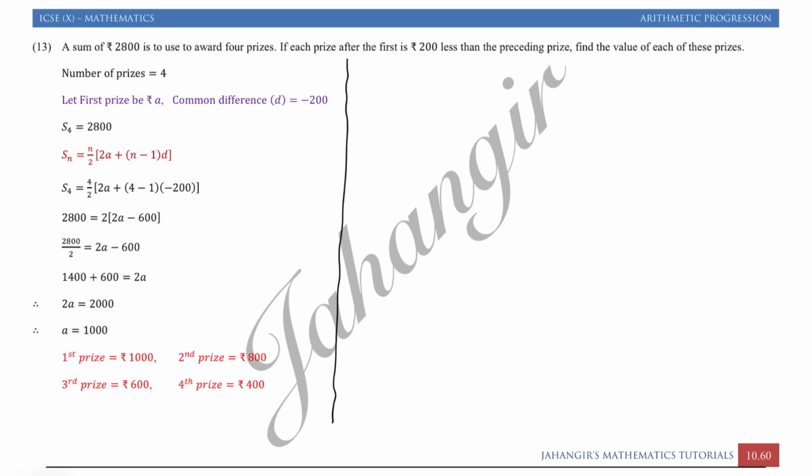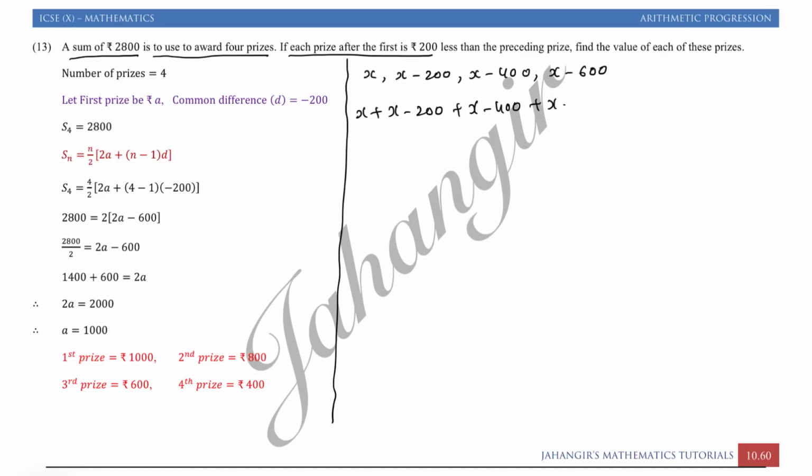Question number 13. A sum of 2800 rupees is used to award 4 prizes. If each prize after the first is 200 rupees less than the preceding prize, find the value of each prize. So this sum can easily be done like this. First prize x, second prize x minus 200, third prize x minus 400, fourth prize x minus 600. If you add all of them, you will get x plus x minus 200 plus x minus 400 plus x minus 600, which is equal to 2800.